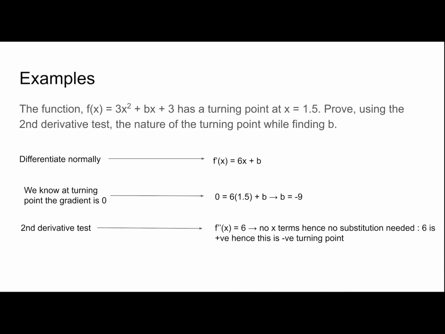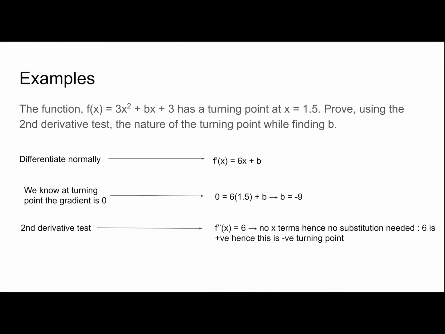That's f double dash of x, so that's differentiated twice, and that should only give us a 6. Okay, so this is another problem that students have. When they use the second derivative test, they see the 6 with no x, and they start panicking. Oh, where's the x? I can't substitute anything in, so what do I do? However, because there are no x terms, there is no substitution needed. So 6 is our answer, and 6 is positive.